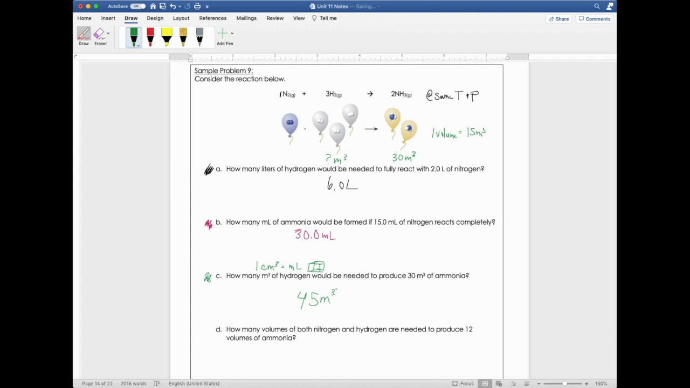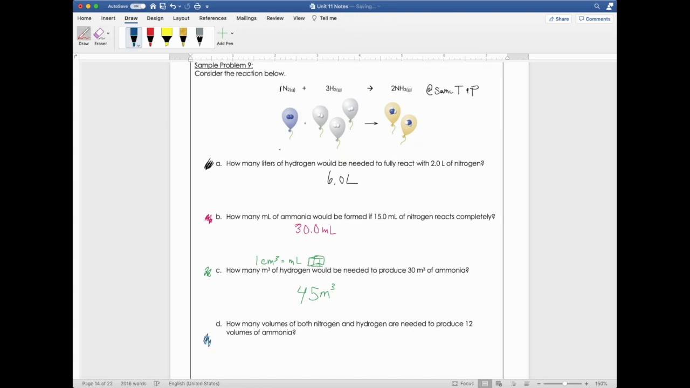So again, you don't have to do more work than you think. A lot of these problems aren't necessarily going to be super duper hard, but you just have to sit back and think. If this is 2 volumes, I know 1 volume would only be 15 meters cubed. And if I have 3 volumes of hydrogen, 3 times 15 is 45.